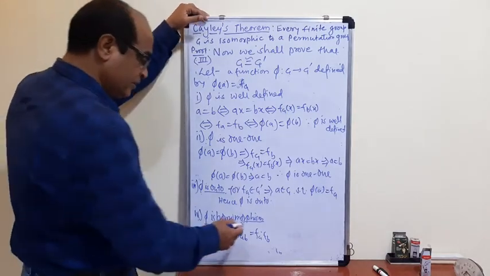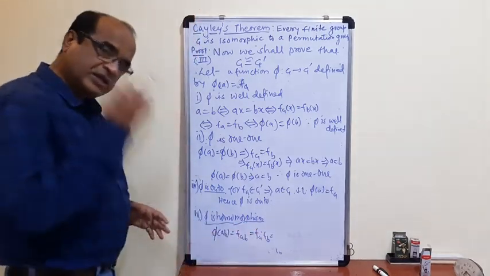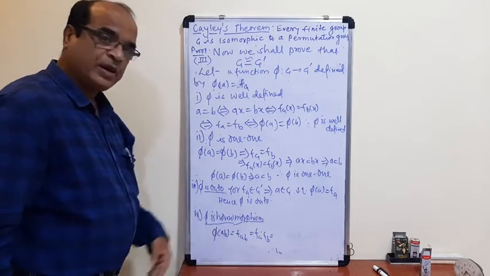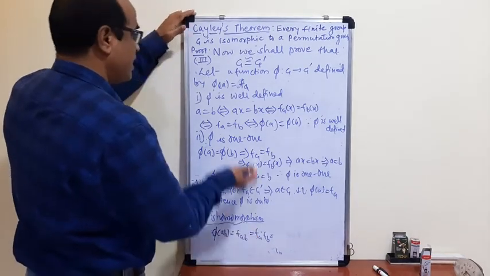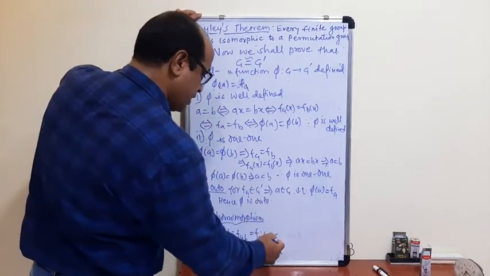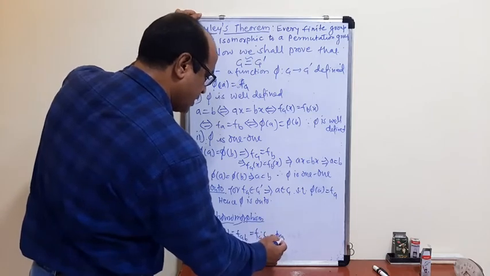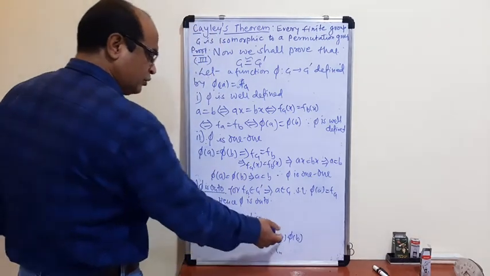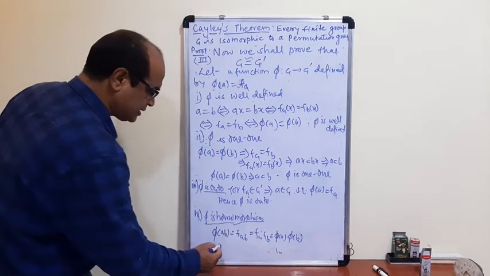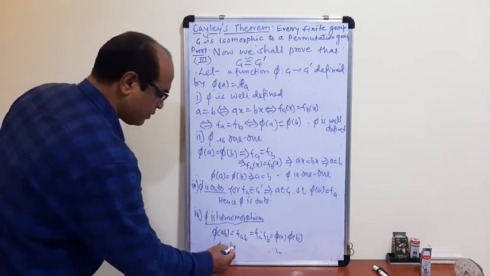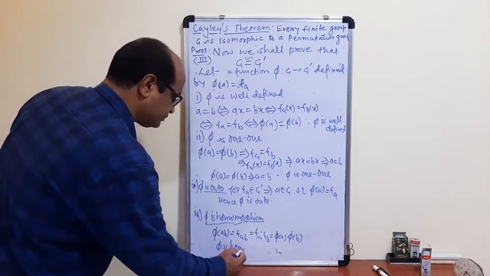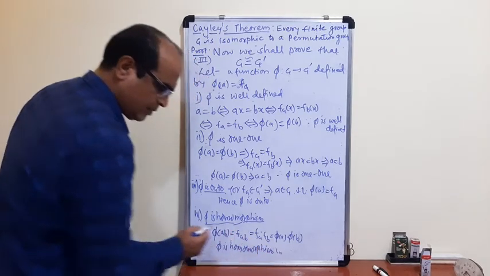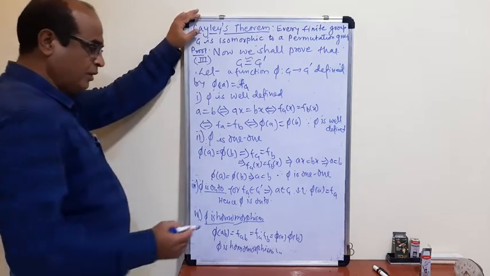Because f is a homomorphism, f of AB is equal to fA into fB. What is fA? fA is phi A. What is fB? fB is phi B. So phi of AB is equal to phi A into phi B, therefore phi is a homomorphism.